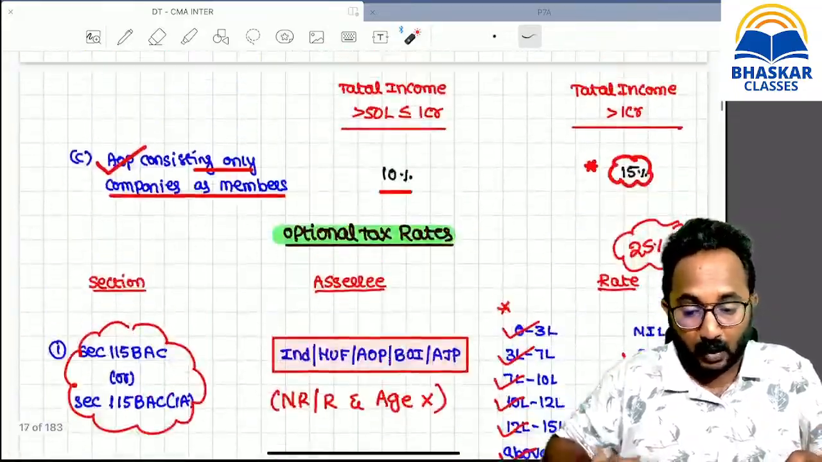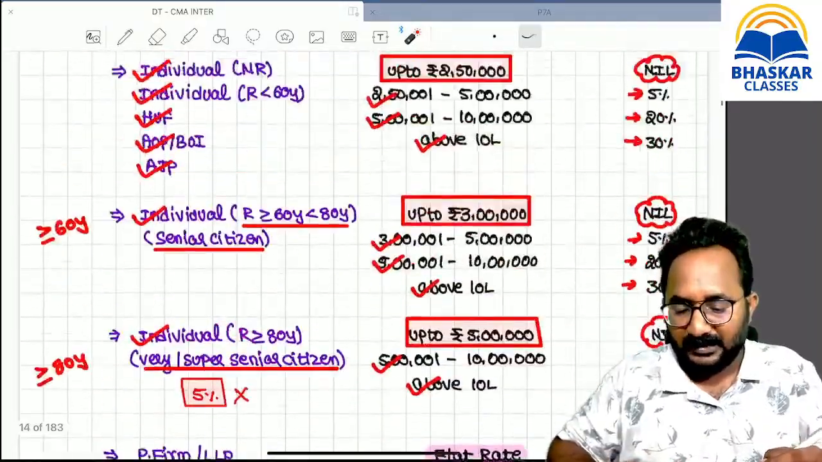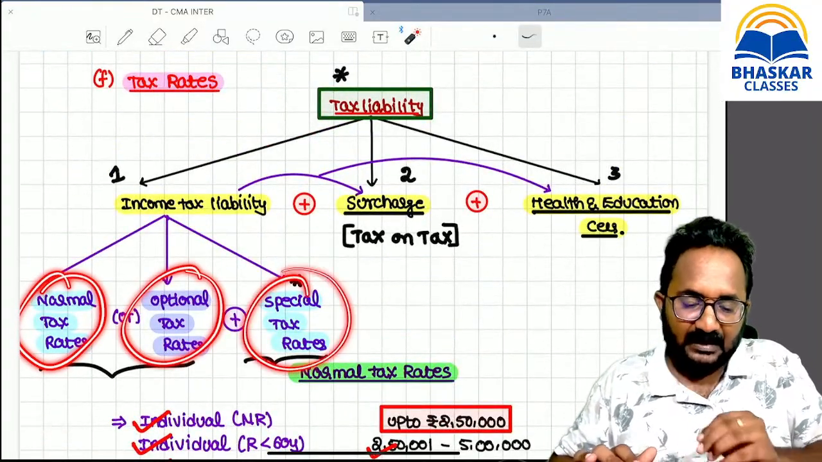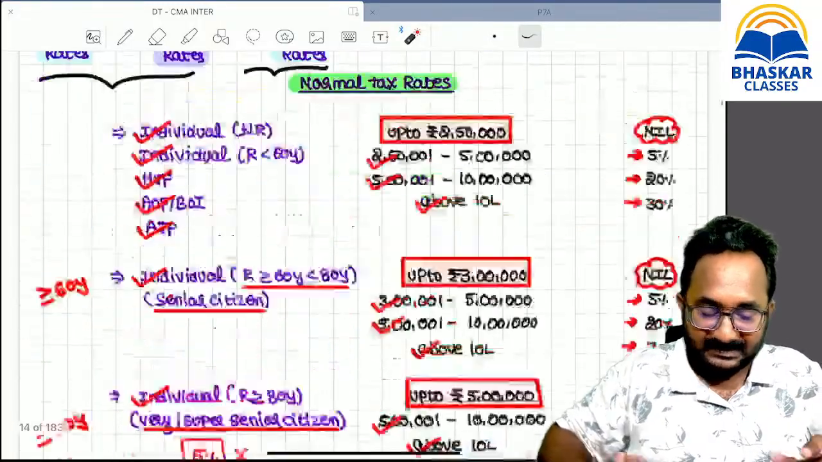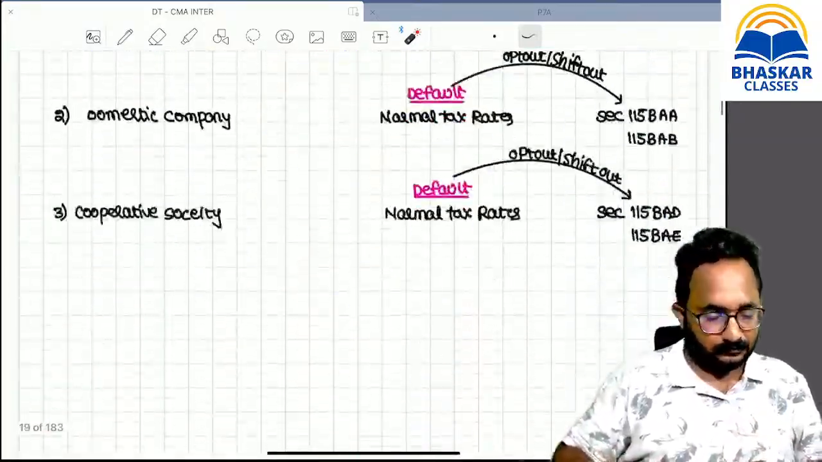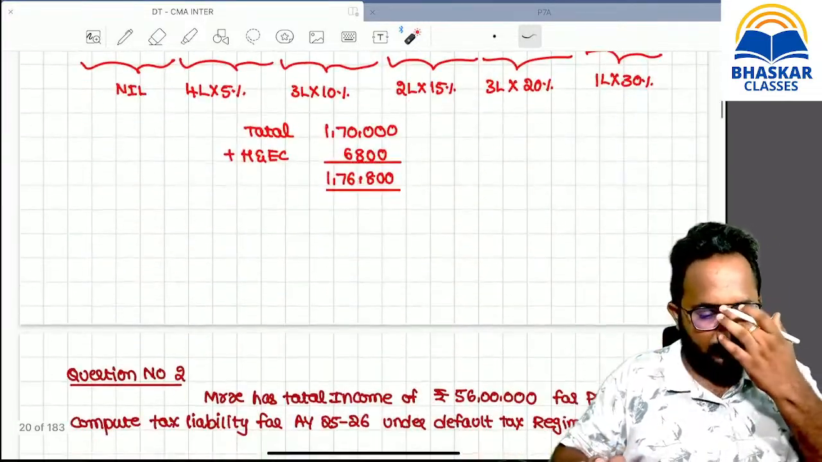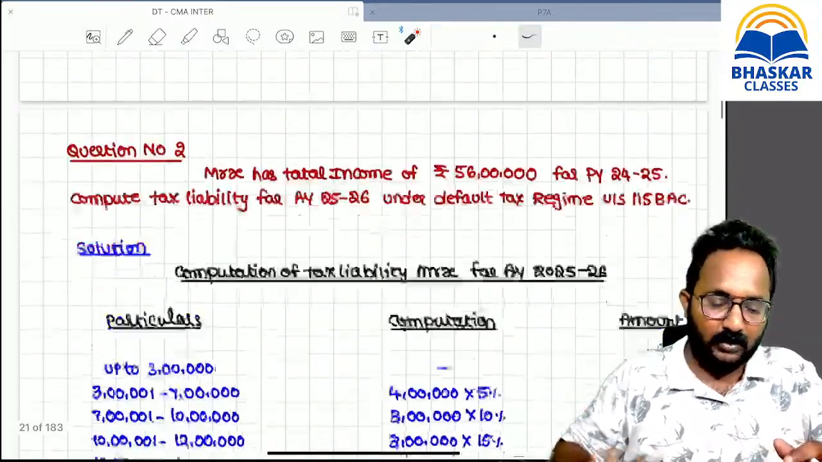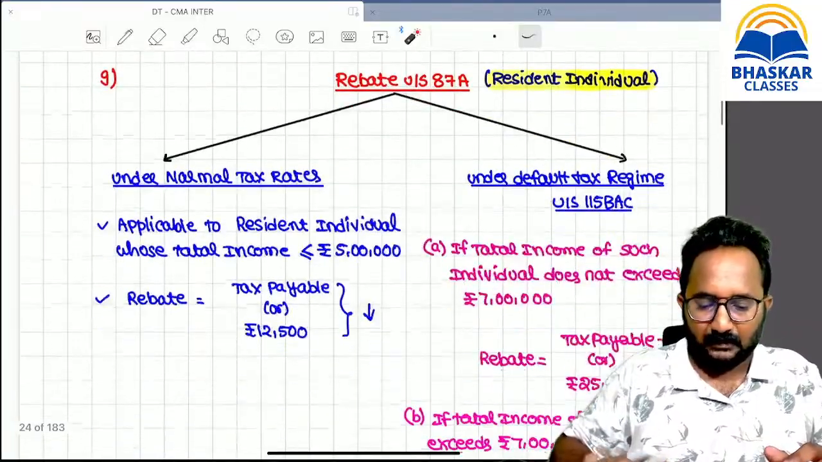Now we have already discussed the tax rates in a detailed manner. We discussed the normal tax rates, optional tax rates, special tax rates, surcharge, and health and education cess in and out. Now we can go to further discussion about some problems in this material. You can follow that, but basic computation is not required, you can ignore this also.